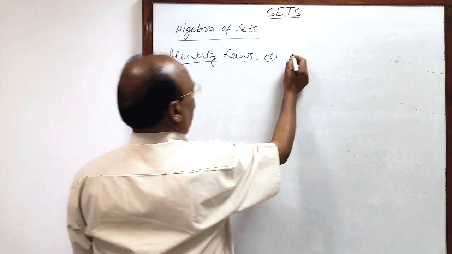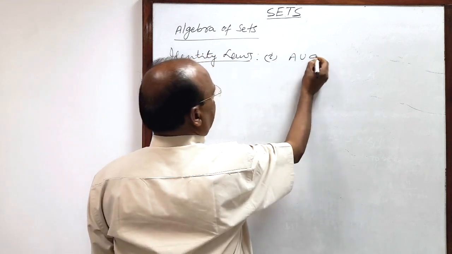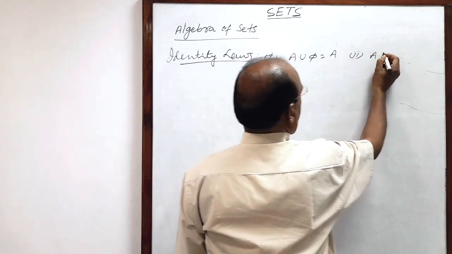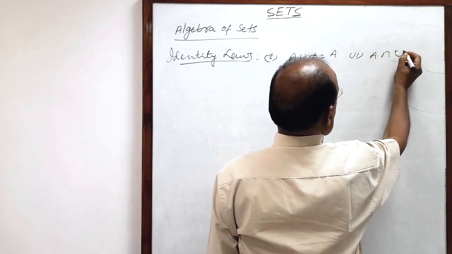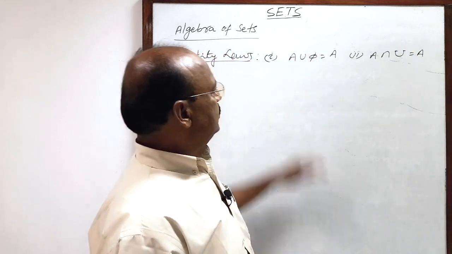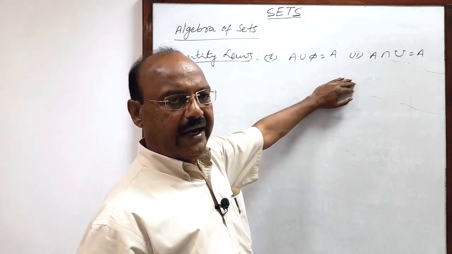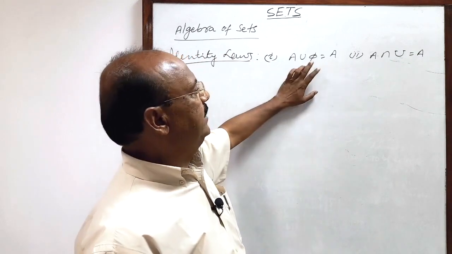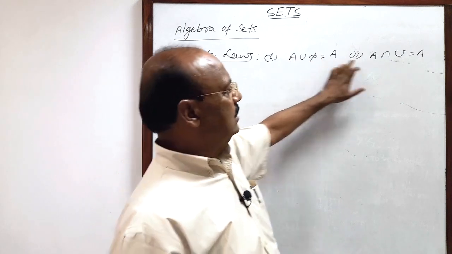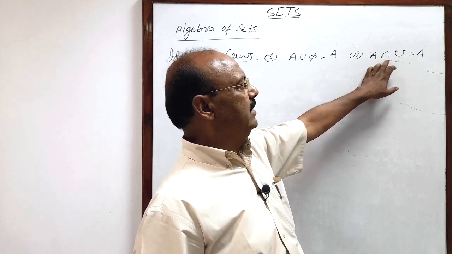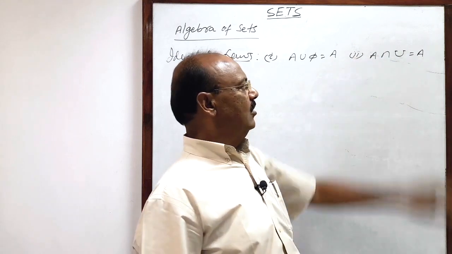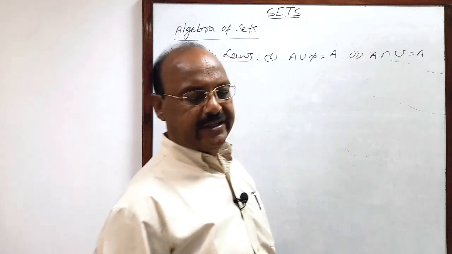First is A union phi is equal to A, and second is A intersection universal set is equal to set A. These two laws are known as identity laws. Identity means in spite of the operation, the set A remains itself. Here also in spite of the operation of intersection, the set A remains itself A. Okay, that's why these laws are known as identity laws.